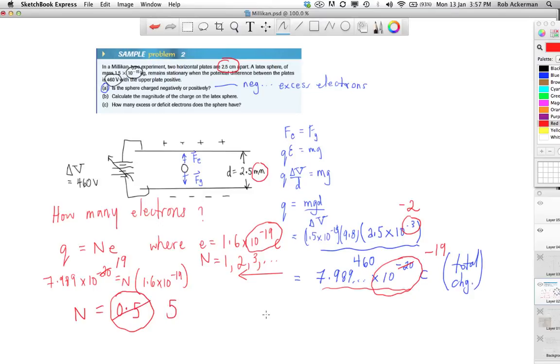All right, so you got to see a number of things there, some on-the-spot problem solving, as well as the Millikan experiment.